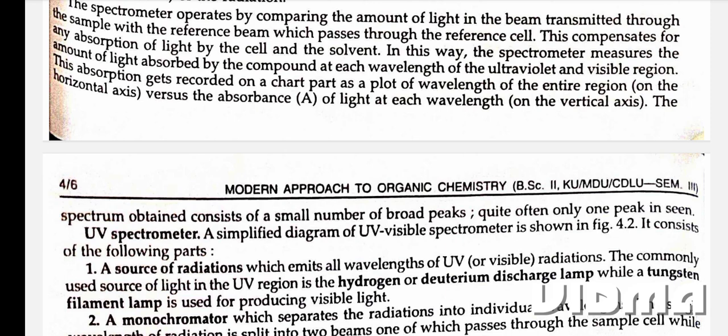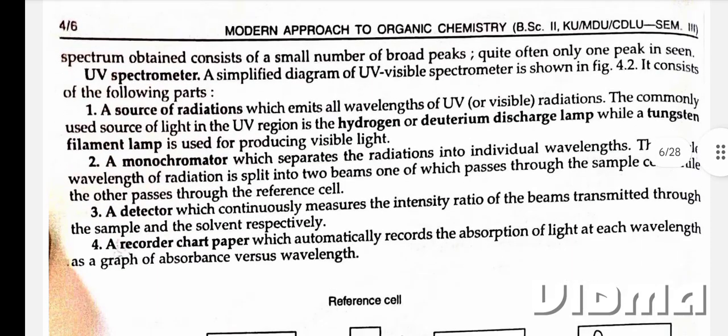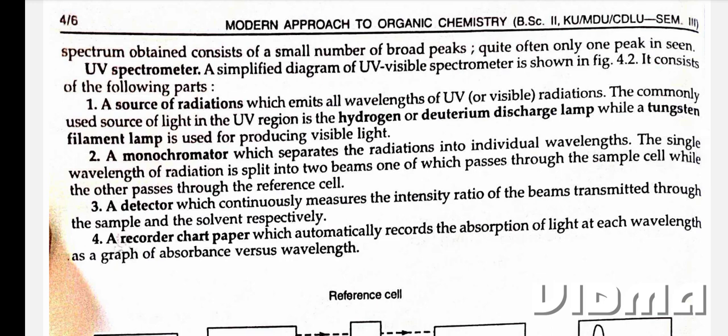In this way, the spectrometer measures the amount of light absorbed by the compound at each wavelength of the ultraviolet and visible region. This absorption gets recorded on a chart paper as a plot of wavelength of the entire region versus the absorbance of light at each wavelength. The spectrum obtained consists of a small number of broad peaks, quite often only one peak is seen.